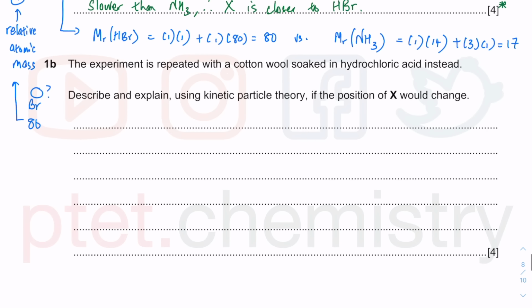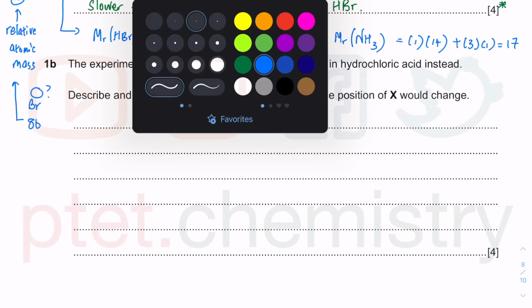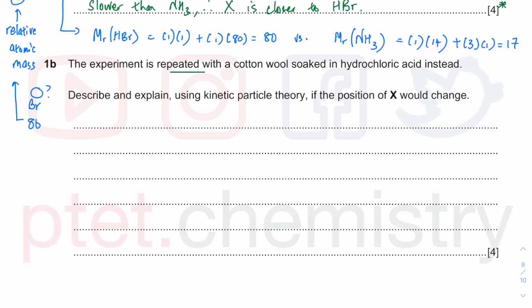Now the next thing is, if I use hydrochloric acid, so this question is saying, if I repeat it, but I use hydrochloric acid, what happened to the position of X? Would it change or would it not? Okay, there are two bits to this question. Describe and explain. And again, kinetic particle theory. What happened to the particles?